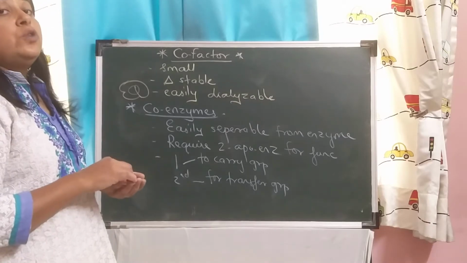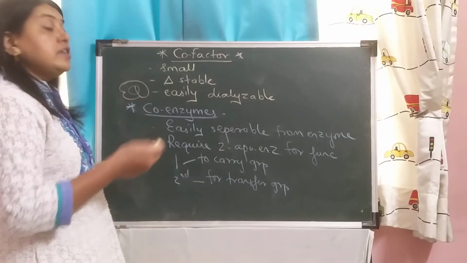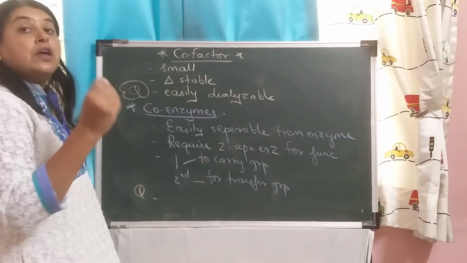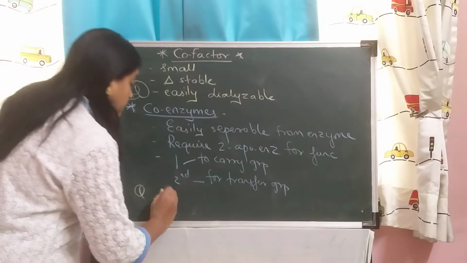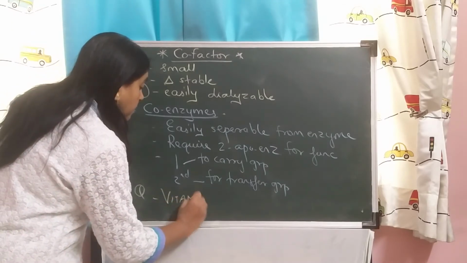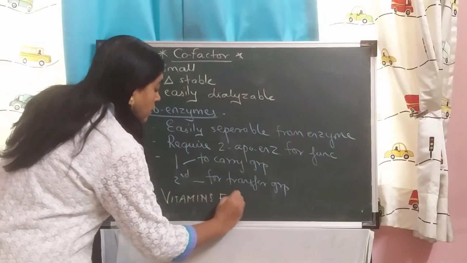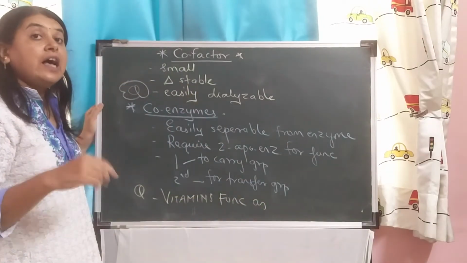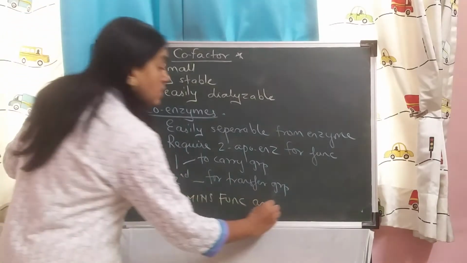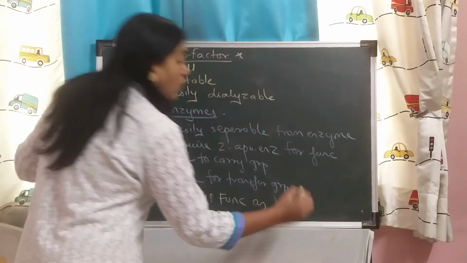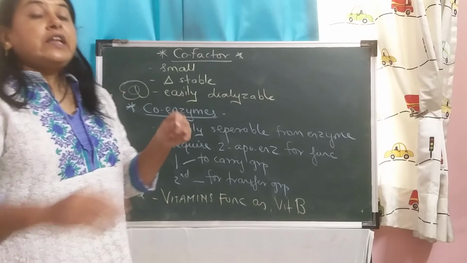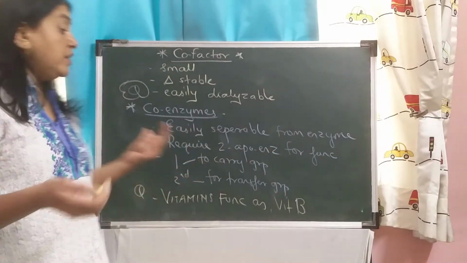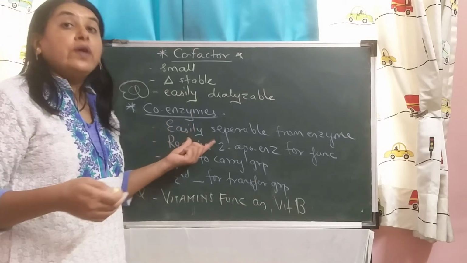Now, a very, very important question asked on coenzymes is what is going to function as a coenzyme. Generally, vitamins function as coenzymes. Which vitamins? All B vitamins, vitamins of the B complex, that is B1, B2, riboflavin, niacin. They function as coenzymes.